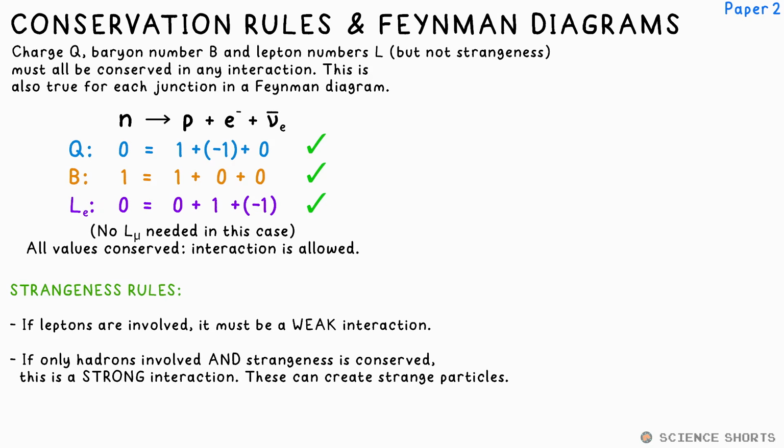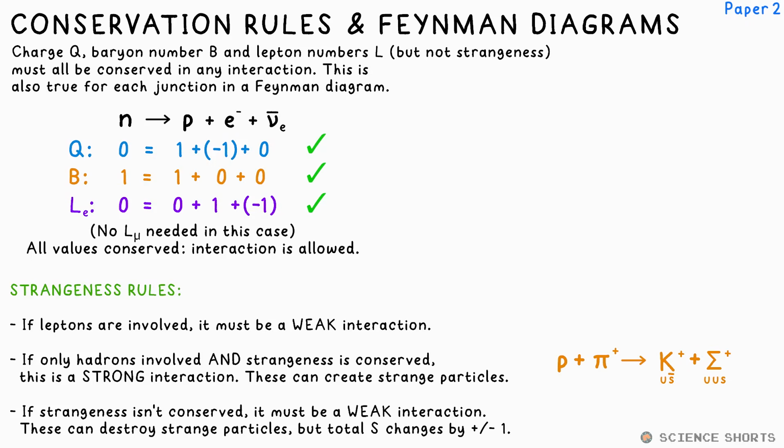These can create strange particles, though. So, say 0 strangeness goes in, and +1 and -1 for two different particles can come out. Total strangeness is conserved. If it isn't conserved, it must be a weak interaction. This happens when strange particles decay. For example, a K0 meson decaying into pi plus and pi minus mesons. In essence, the weak interaction is destroying the strangeness, but the total strangeness can only change by plus or -1.